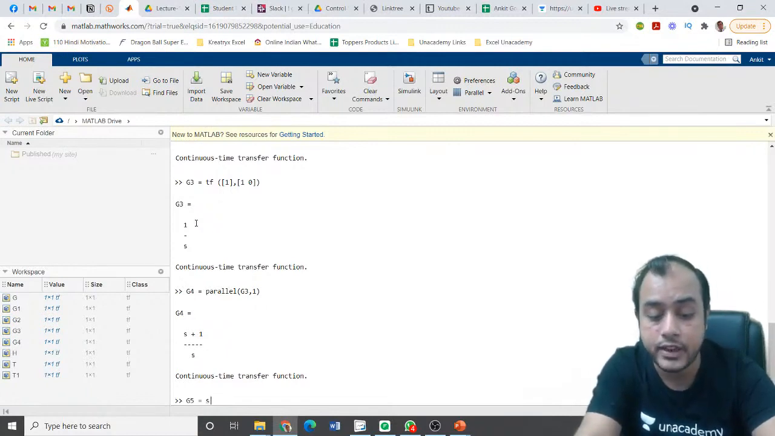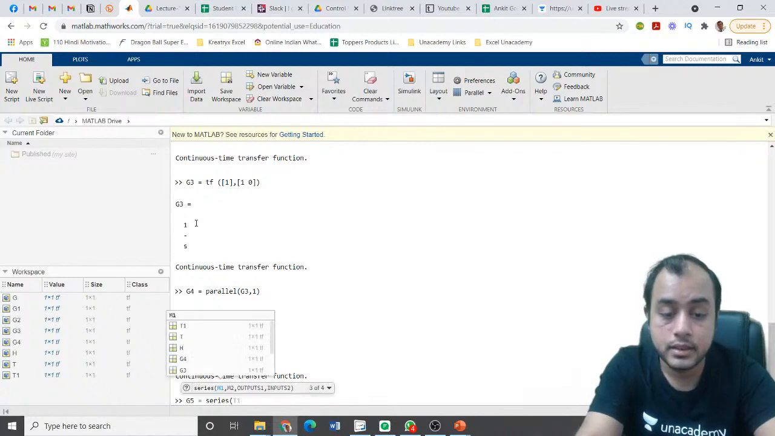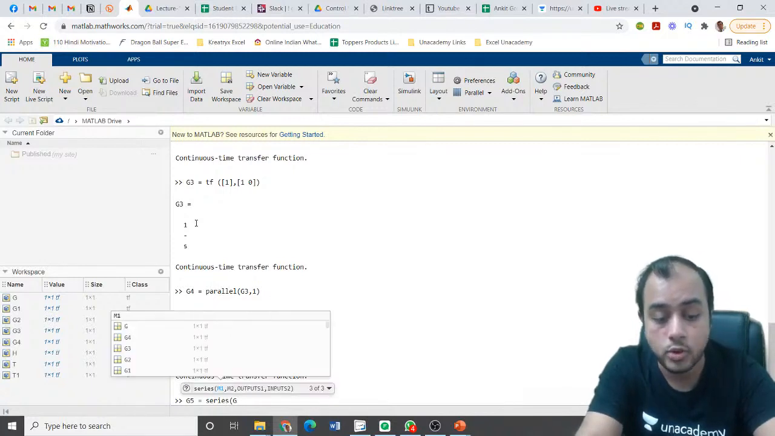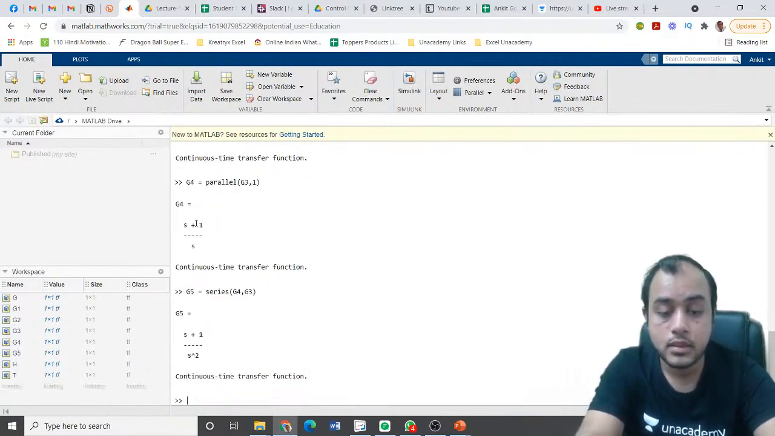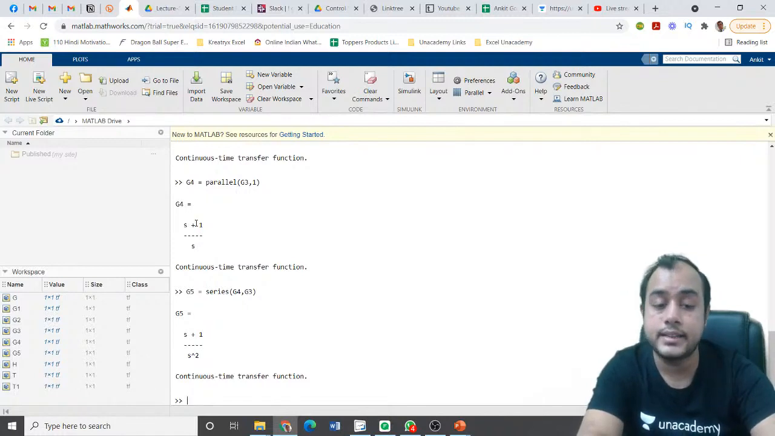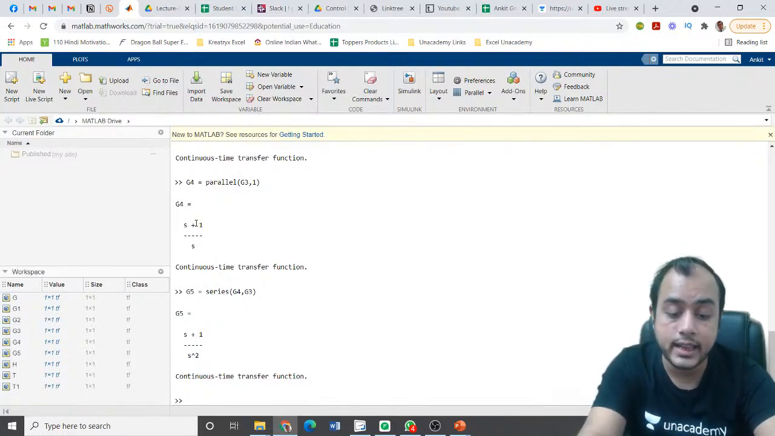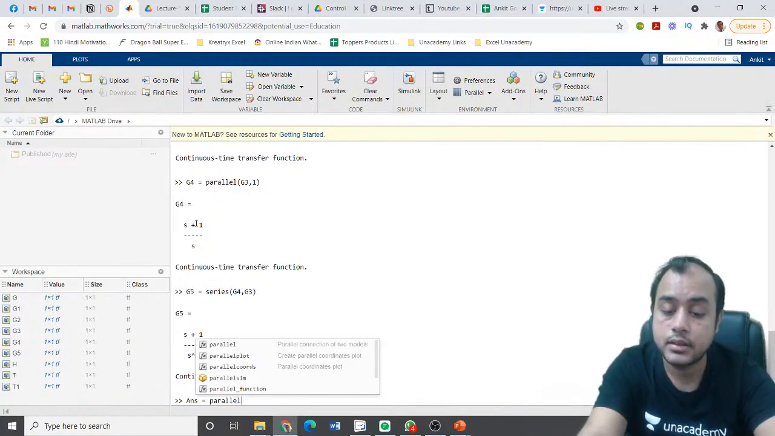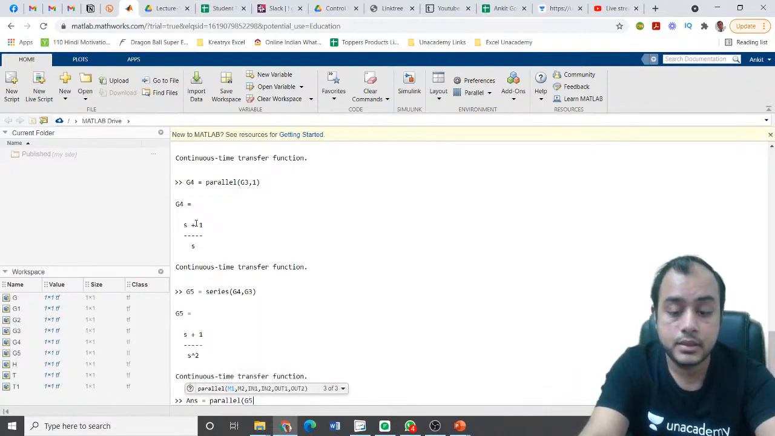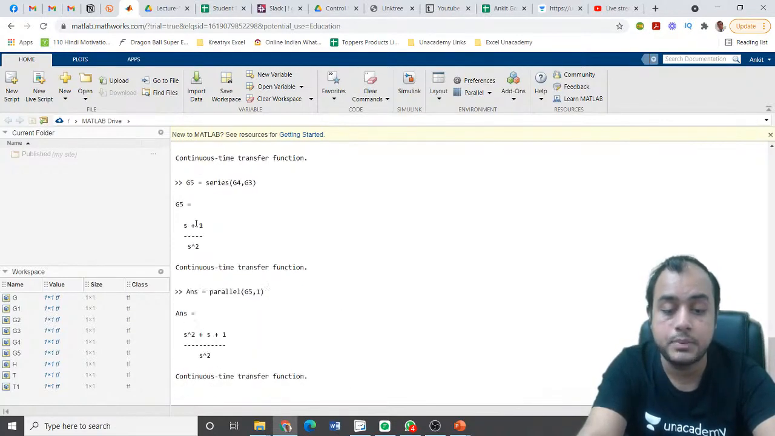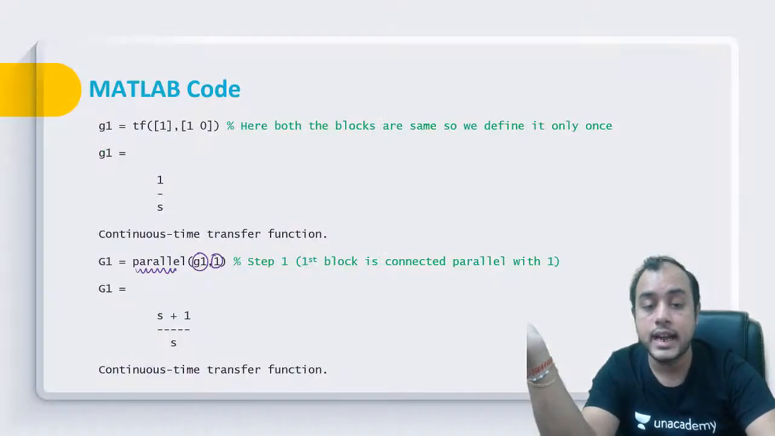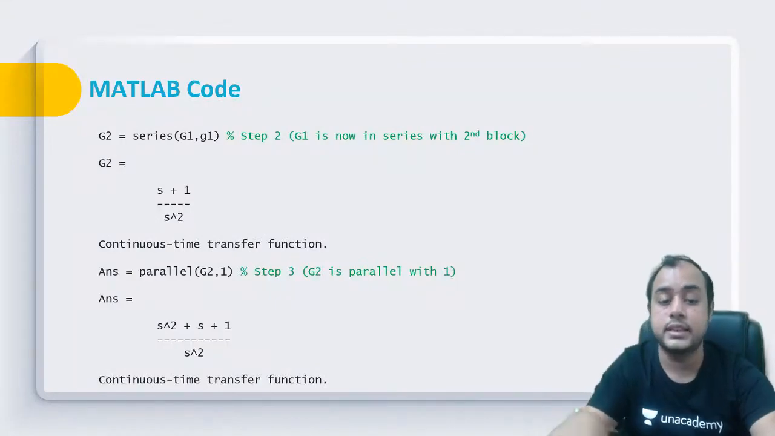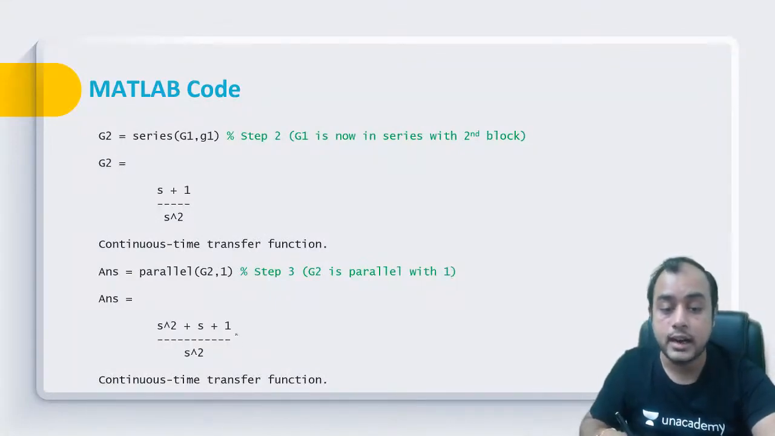So G5 will be series G4 and G3. It is (s + 1)/s². Now again the final answer will be parallel G5 comma 1, because there is one more parallel path. So (s² + s + 1)/s². So that is why all these three things work together. This is your final answer.